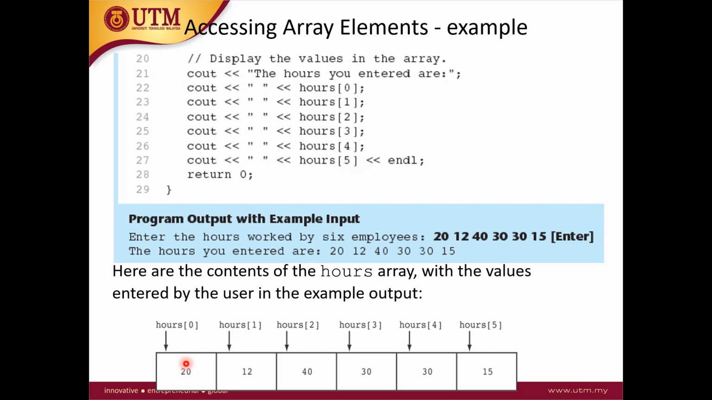And this is how it is going to be stored inside the memory. The hours of index 0 is going to be 20, which, for example, we have entered through the console. And hours of index 1 is going to be 12, and the last one is going to be 15 when we entered. And when we show it, this is going to be shown, and this is how the array is going to be seen in terms of the memory.